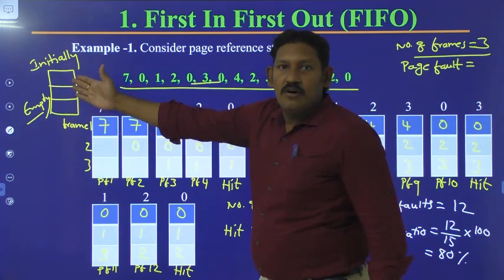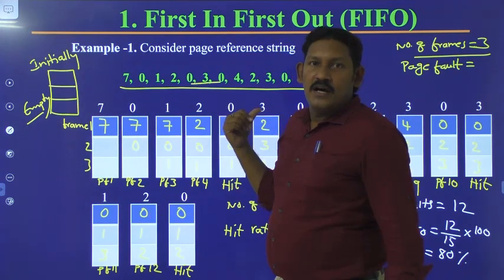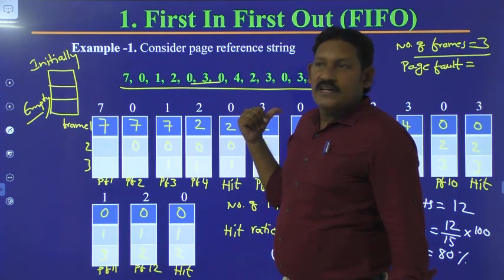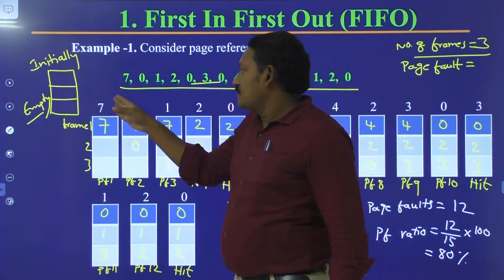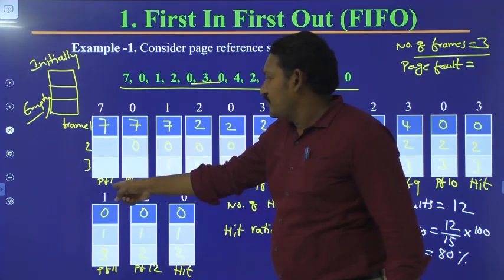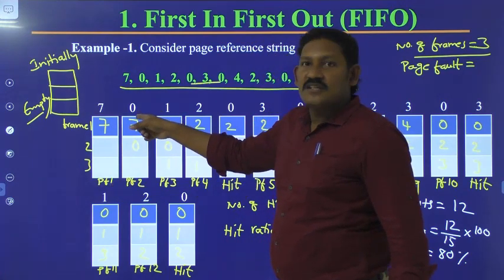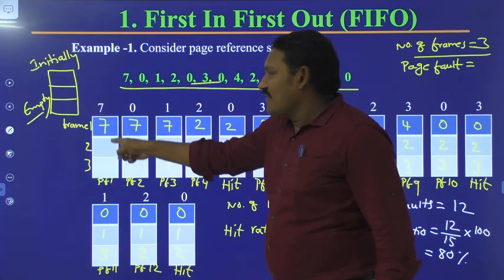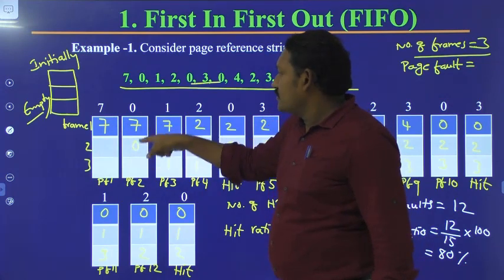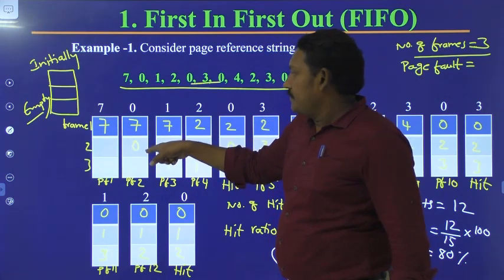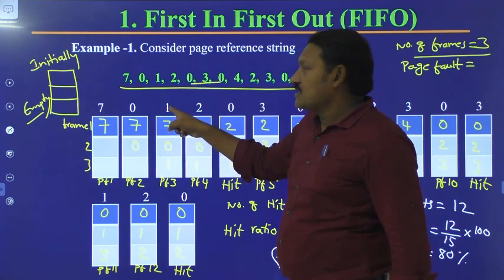So initially it is empty now. Means if the CPU is searching for 7, it is not available. So 7 is inserted. So it is page fault 1. Next it is searching for 0. So only 7 is there. 0 is not there. So 0 is brought into the main memory. So page fault 2. Next it is searching for 1.